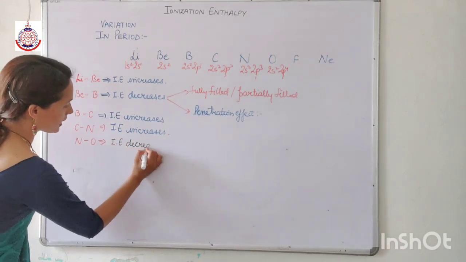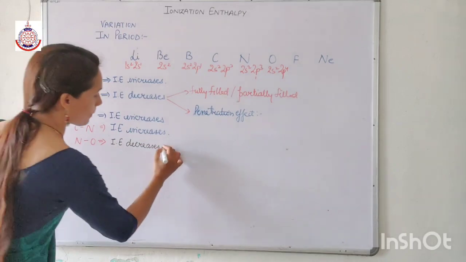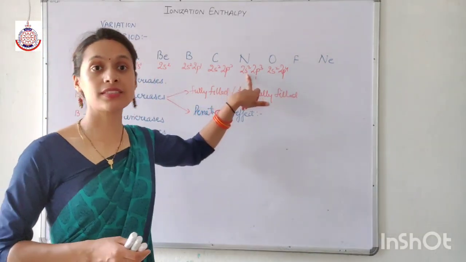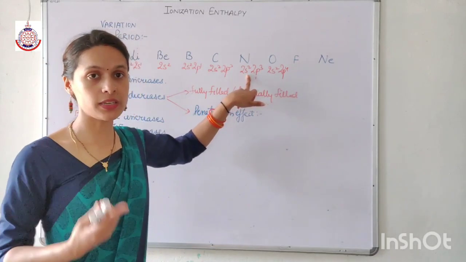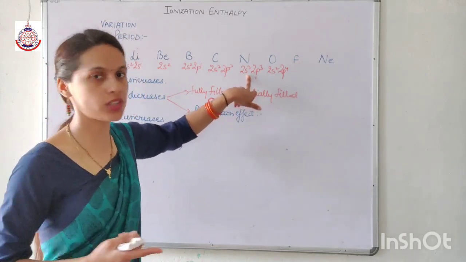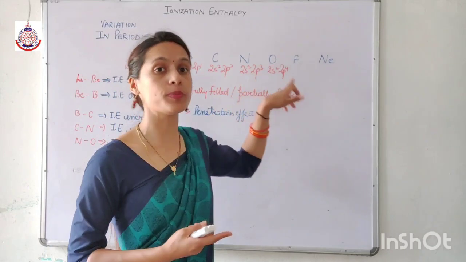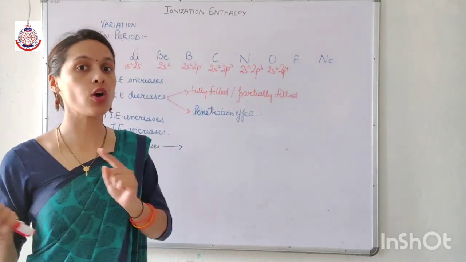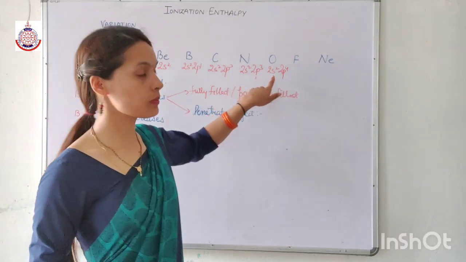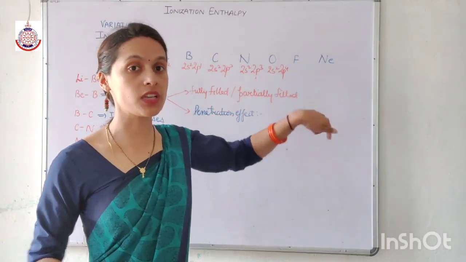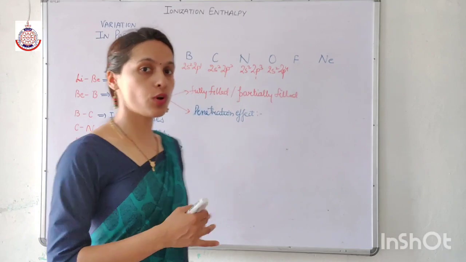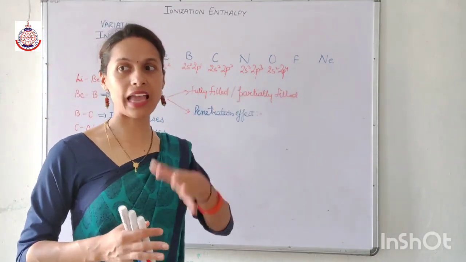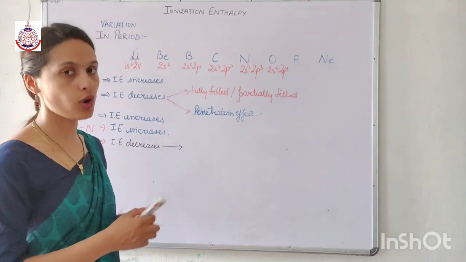Now, why does first ionization enthalpy decrease? Because of the configuration. In nitrogen, we have a stable configuration. It means when we remove one electron from nitrogen, the configuration becomes 2s2 2p2, which is less stable. But when we remove an electron from oxygen, its configuration becomes 2s2 2p3, which is more stable. So because of this reason, ionization enthalpy decreases as we move from nitrogen to oxygen.